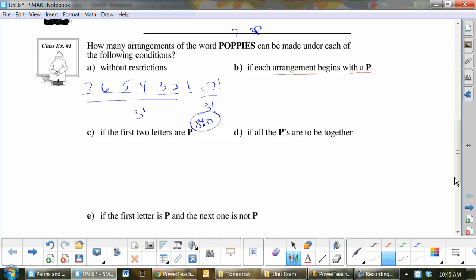Now, what if each arrangement must begin with the letter P? If we draw our blanks, 1, 2, 3, 4, 5, 6, 7. Circle the restriction. This has to be a P. Now, how many P's are there? 3. Now, the next letter, can it be a P? Yep. So how many can I choose from? 6, 5, 4, 3, 2, 1. And because that P can repeat, we're still going to divide it by 3 factorial.